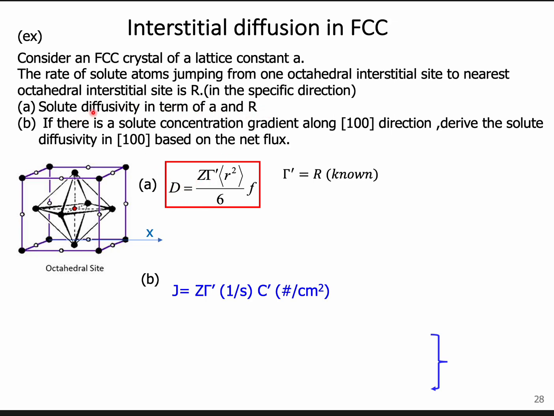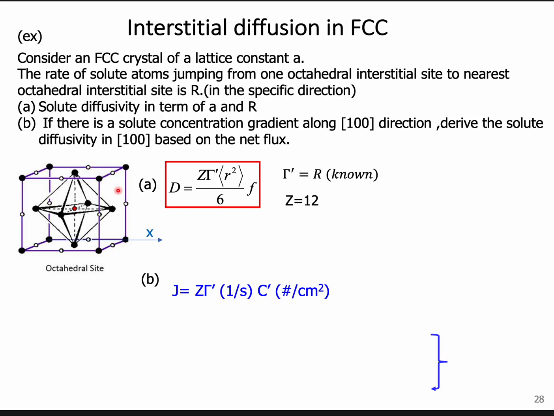To get the solute diffusivity in terms of A and R, you can use the equation we derived in the first section. We already know gamma prime, and now you need to know Z and also small r. Then you can get the diffusivity, right? For interstitial diffusion, F equals 1. Based on this, I need to know Z, right? So let me draw the FCC first and highlight all the octahedral interstitial sites, expressed as small white balls.